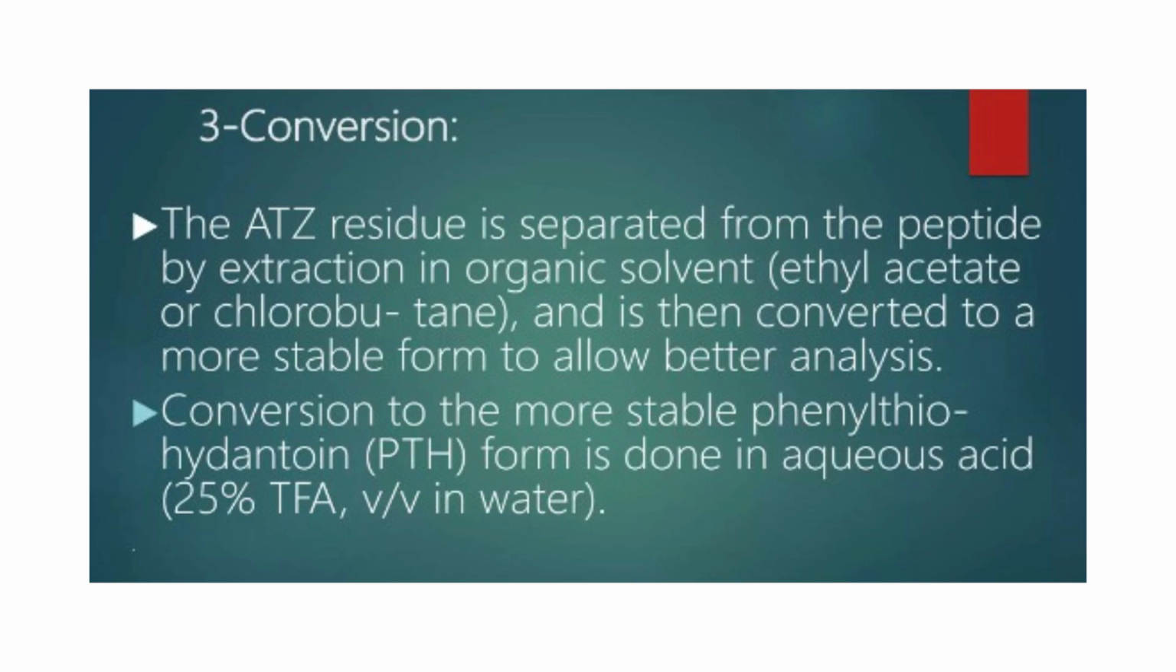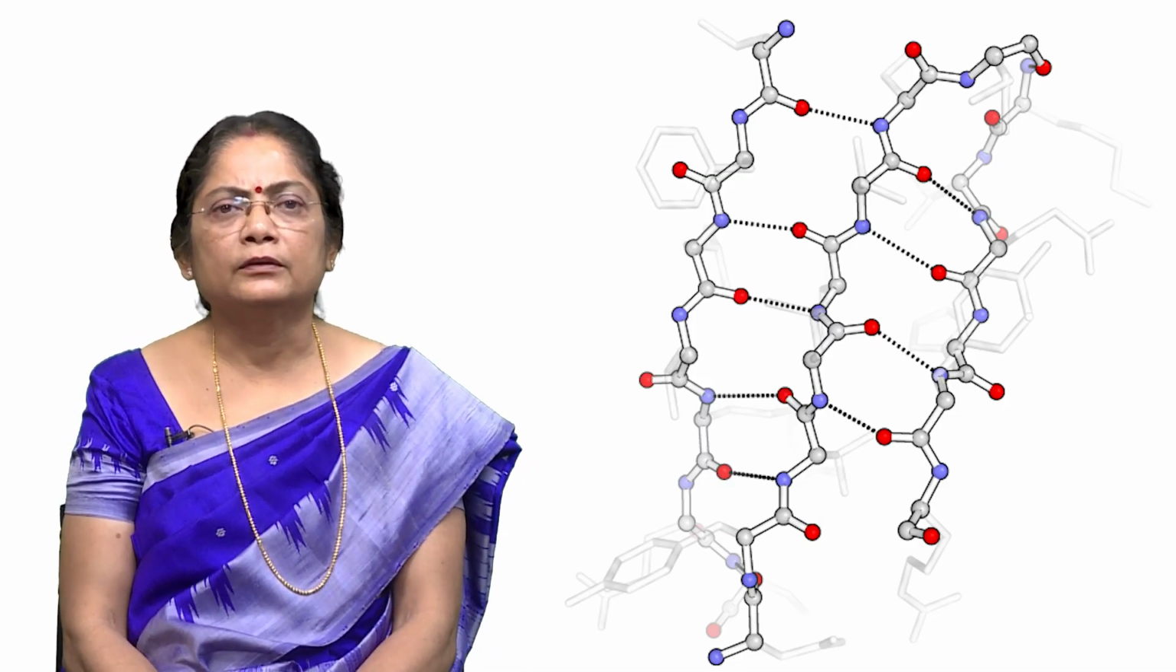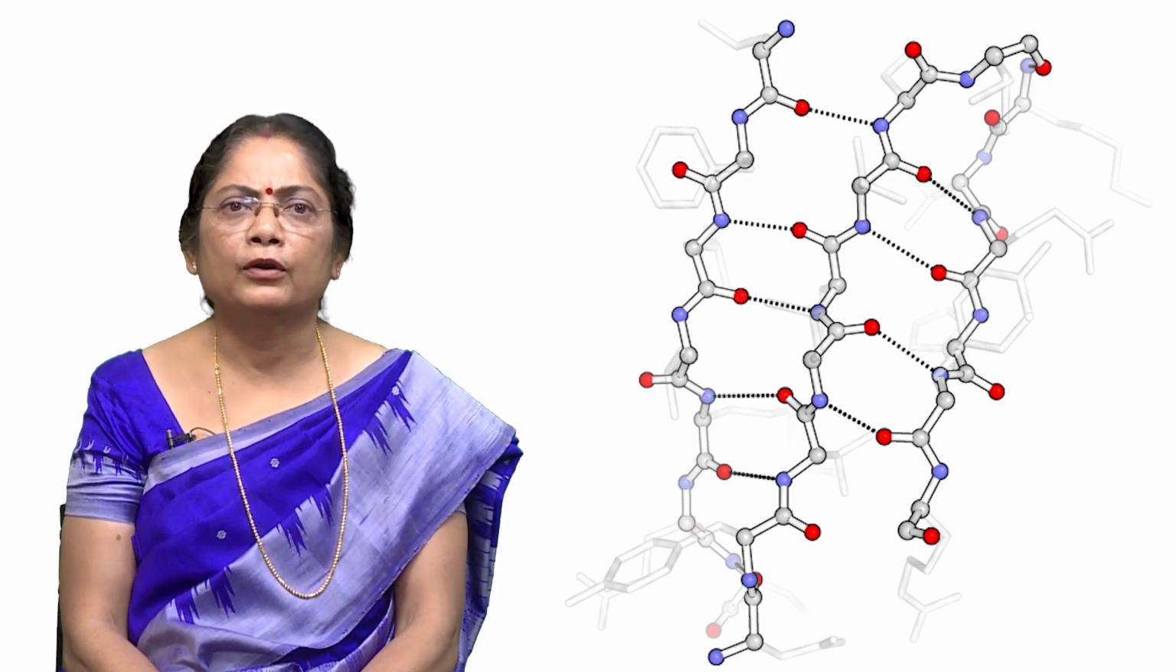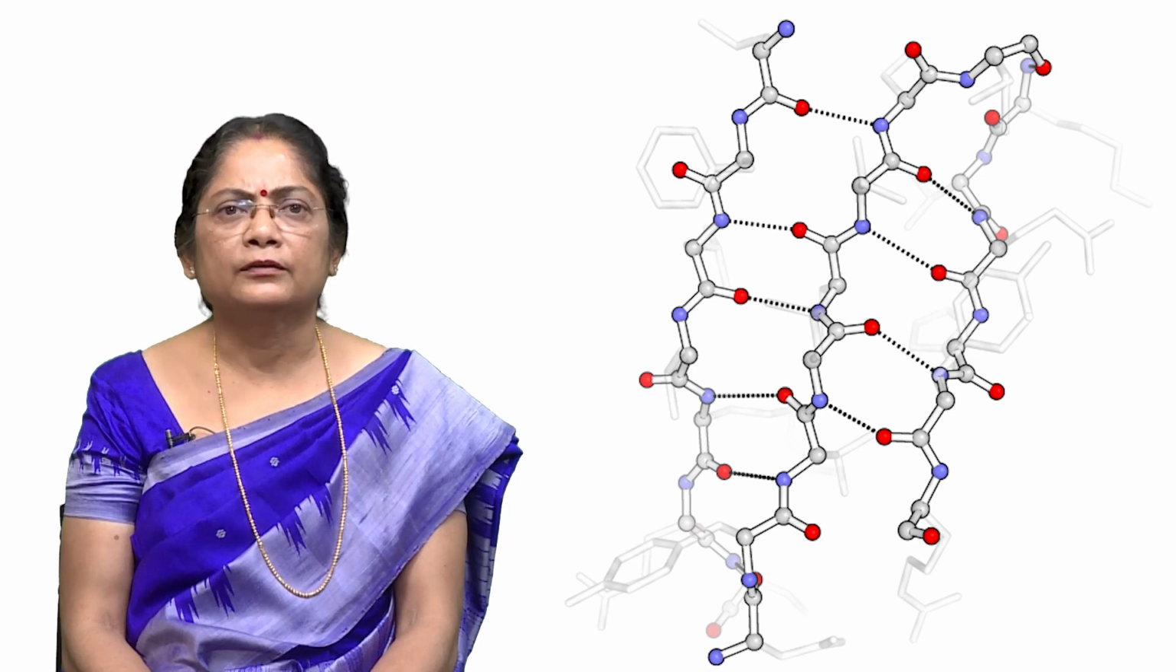Now, what we have to do? We have to cleave all the residues, all the amino acids in the ATZ forms. Now after getting this amino acid, what do we have to do? This ATZ residue is separated from the polypeptide by extraction in an organic solvent, ethyl acetate or chlorobutane.